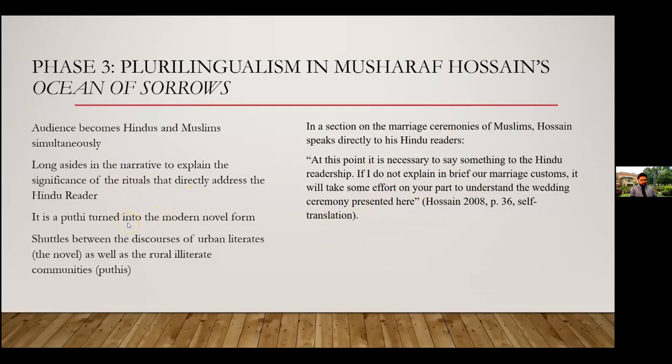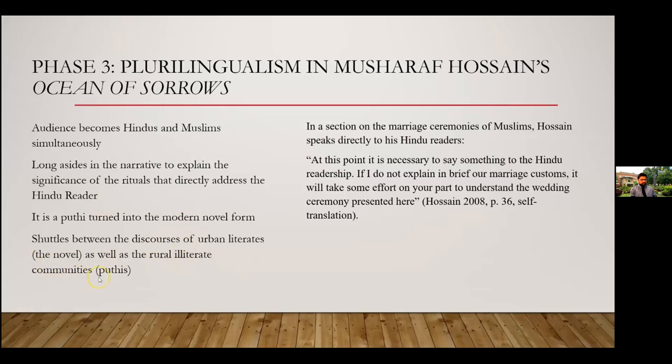So there are two notable things you have to understand. This is a Puthi story that has been translated into the genre of the novel. So in this case, it is again a shuttling between a discourse of urban literates, that is the novel, and the rural illiterate communities of the Puthis.